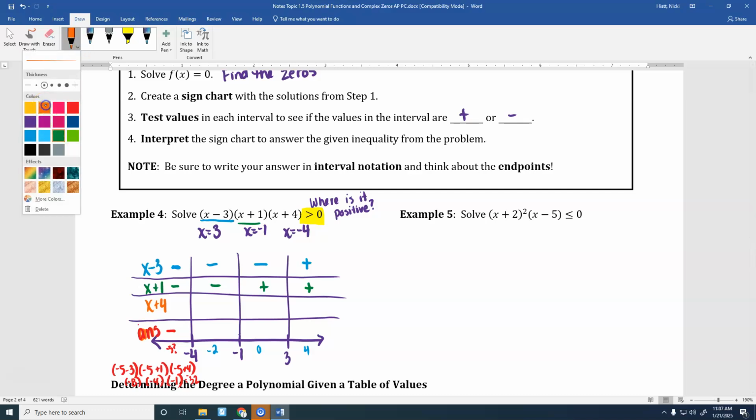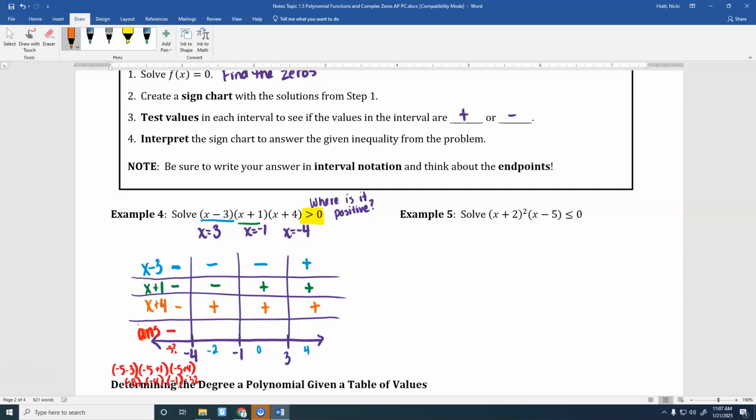And then for x plus 4, if I plug in -5, -5 plus 4 is negative. If I plug in -2, -2 plus 4 is positive. And then any number bigger than that is still going to be positive. Notice that one switched at -4, right?